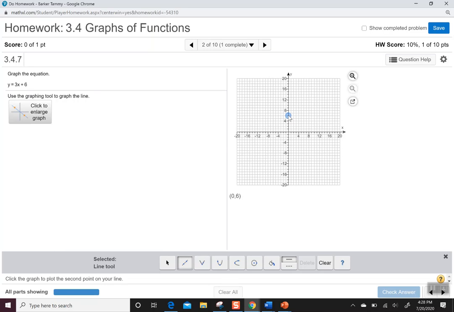Now if I plug in 1, 3 times 1 is 3, plus 6 is 9, so this says, hey, if I plug in 1, I'm going to get 9. So we just pay attention to the coordinates that are underneath the graph. That'll really help you make sure you're in the right spot. So there's my 1, 9, and I check my answer.